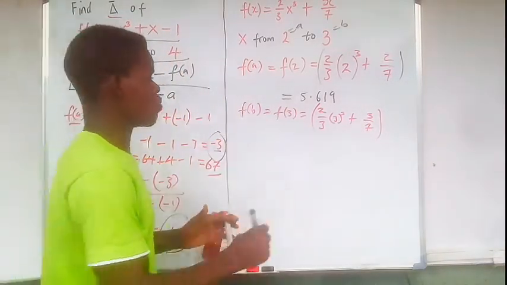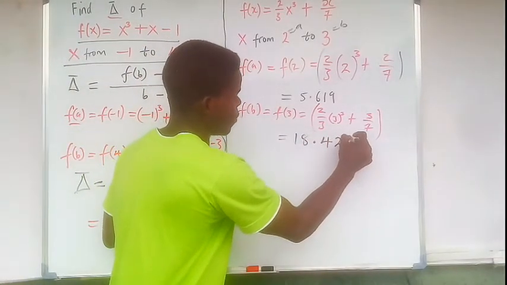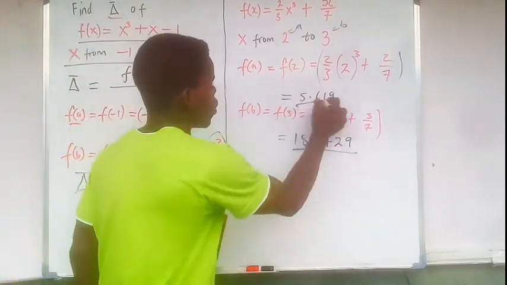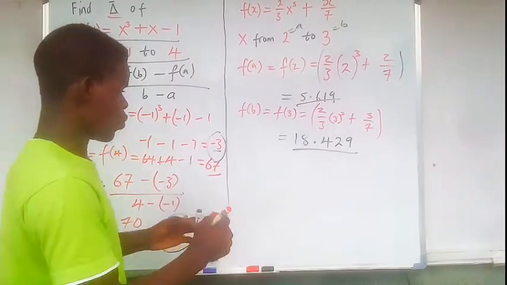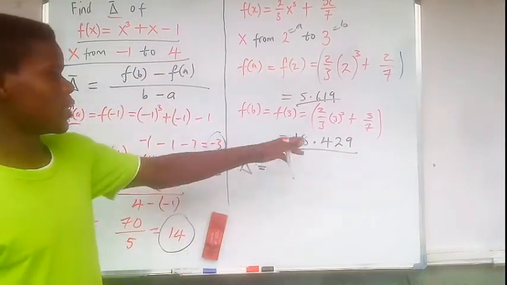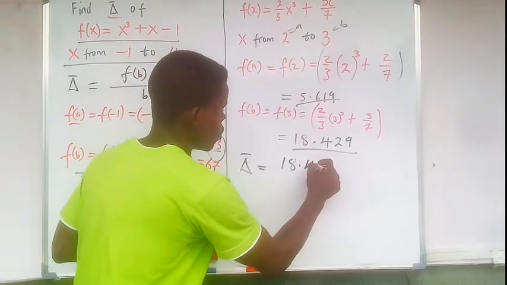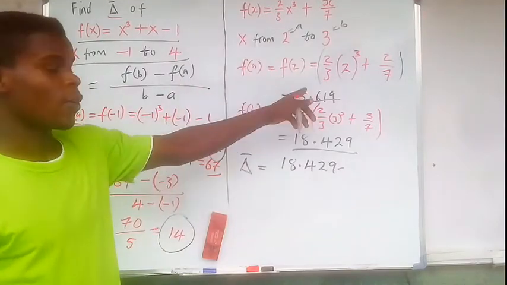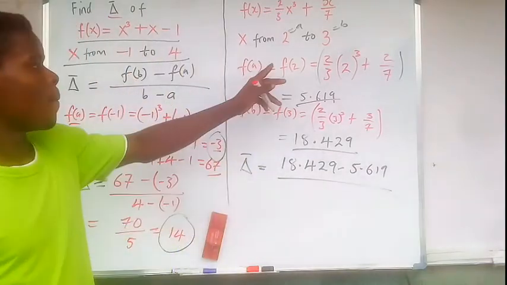Okay, we have the value to be 18.429. So at least 18.4285. So you approximate it gives us that. Okay, so we have these two values, 5.619 and 18.429. So we now calculate our rate of change to be, f of b is 18.429, so that will give us 18.429 minus f of a, which is 5.619, divided by b minus a.